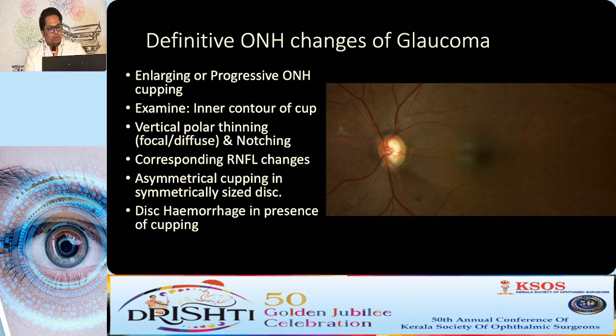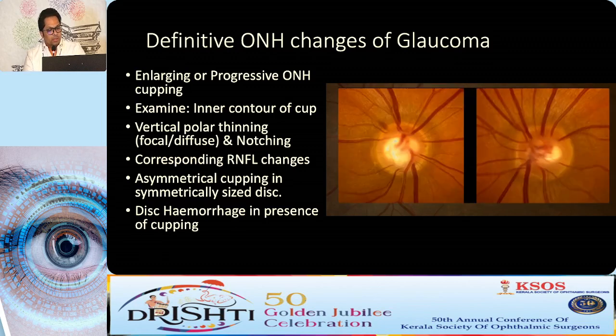Examine the inner contour of the cup. Look at whether it is concentrically going or there are any irregularities, like a focal polar thinning. The polar thinning can be focal or diffuse, or there is a notching. There usually will be a corresponding retinal nerve fiber layer defect as well. Look at the cup disc asymmetry. In a symmetrically sized disc, when you see a cup asymmetry, then that is very specific. And disc hemorrhage in the presence of cupping is again another sign of glaucoma.